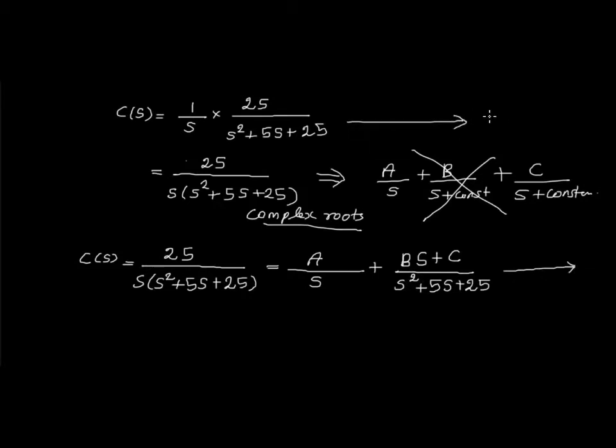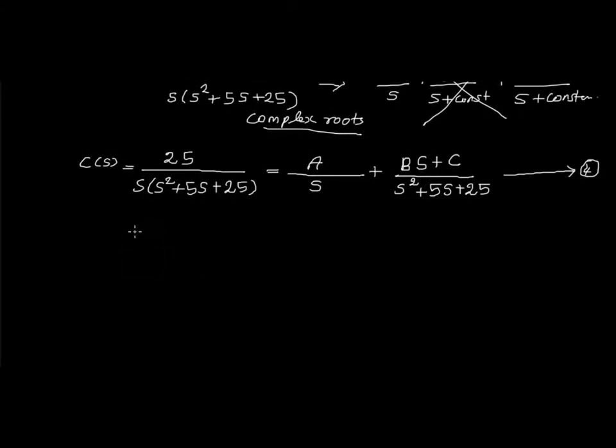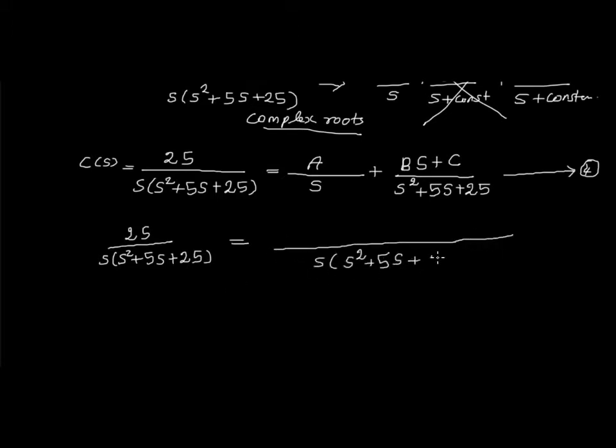Now we can number this equation as 3 and this one as 4. Now we can take the LCM of this right side equation. So we will be getting the common denominator. We can cancel the common denominator.